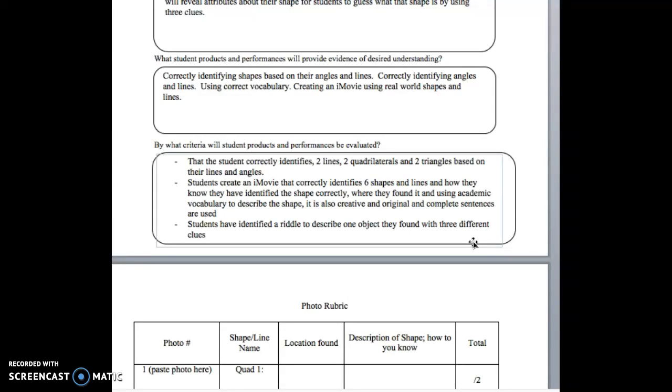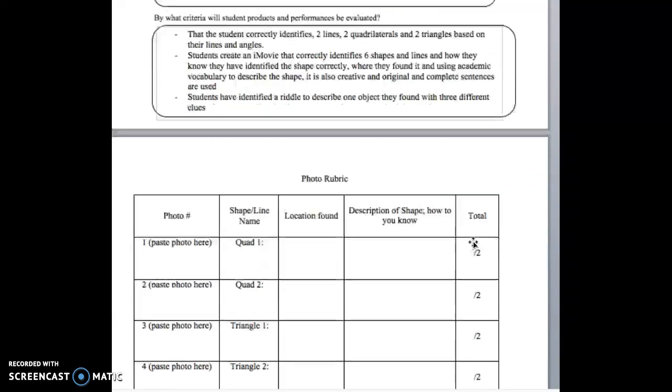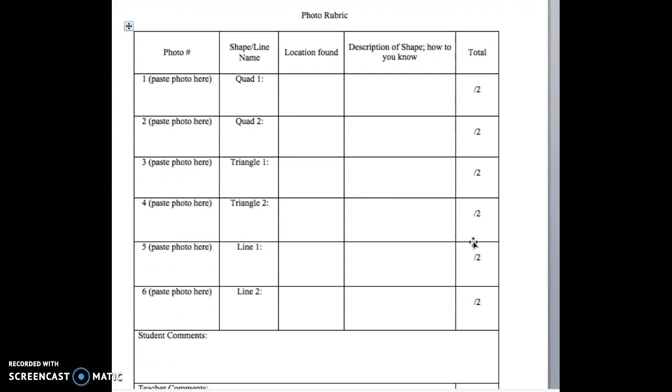They're going to create an iMovie that correctly identifies 6 shapes and lines and how they know they've identified that shape correctly, where they found it, using academic vocabulary to describe the shape. I want it to be creative and original, and then they will have that riddle with the 3 different clues. I've included a photo rubric so students really know what's targeted.